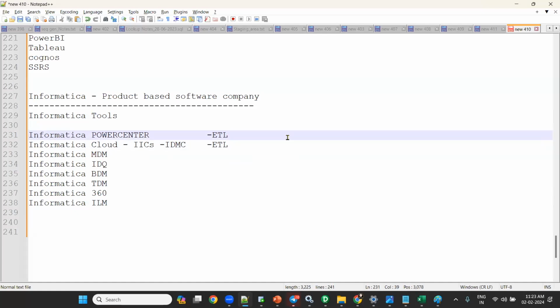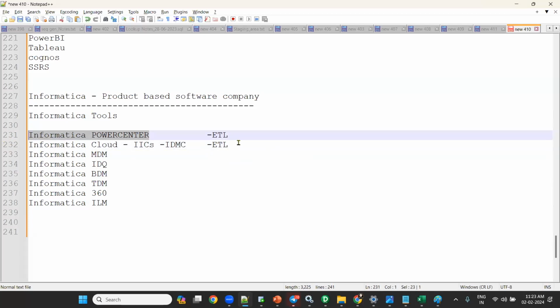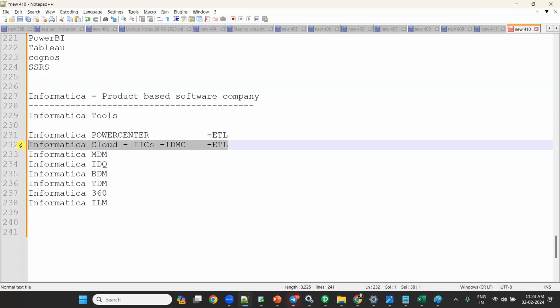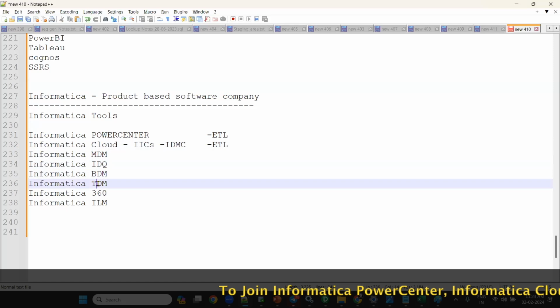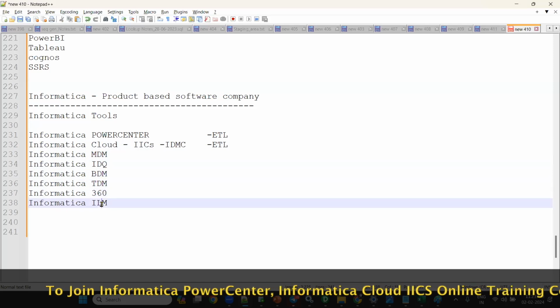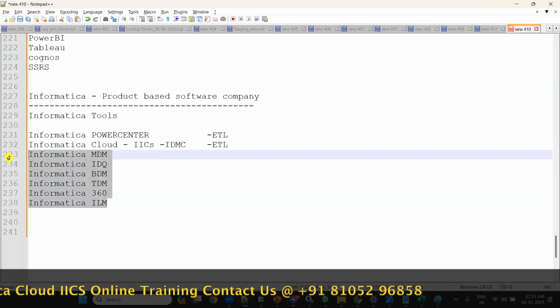See, Informatica is a very old company. It has been around for 20 years. First, they designed Informatica PowerCenter. Later, PowerCenter was improved into Informatica Cloud. The advanced version of Informatica PowerCenter is Informatica Cloud. And Master Data Management, Data Quality, Big Data Management, Test Data Management, 360, and Lifecycle Management are all used for different purposes.